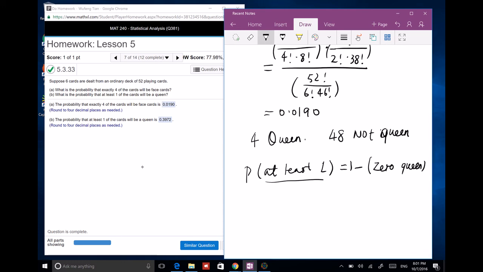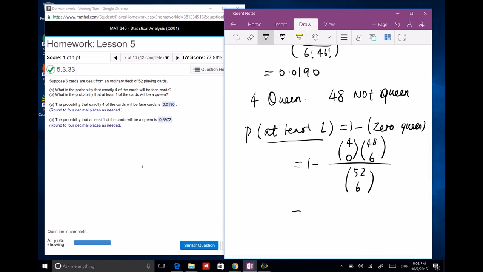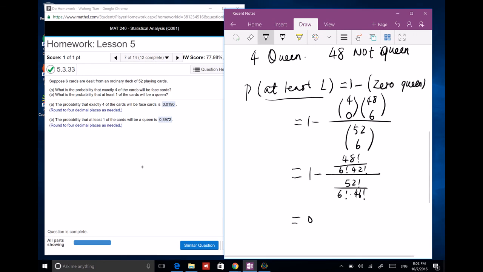So we use 1 minus the complement set, which is 0 queen. So we choose 0 from 4, and choose all 6 from the rest of 48 cards. And the total is choose 6 from 52. Then the answer will be 1 minus 48 factorial over 6 factorial times 42 factorial, divided by 52 factorial over 6 factorial times 46 factorial. Use a calculator and you can get the answer, 0.3972.